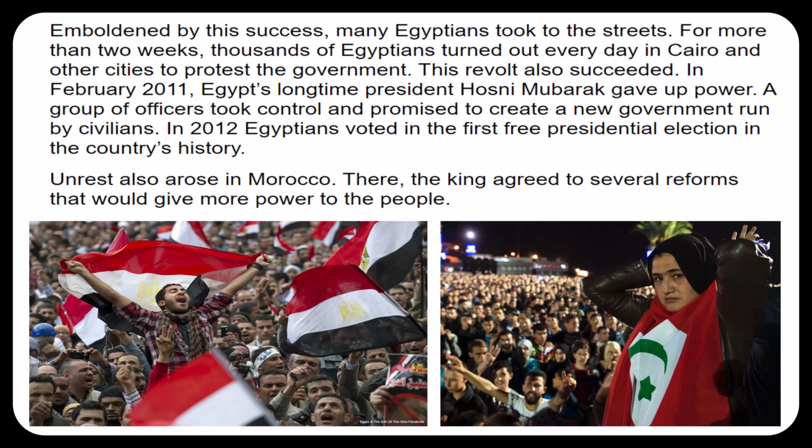Question 25. During the Arab Spring, what happened to Morocco's government? Well, there, the king did get to stay in power, but the people convinced the king to put forth several reforms to give the people at least more power.